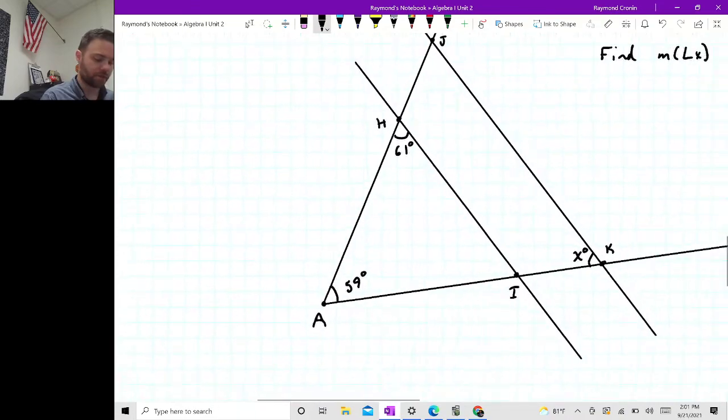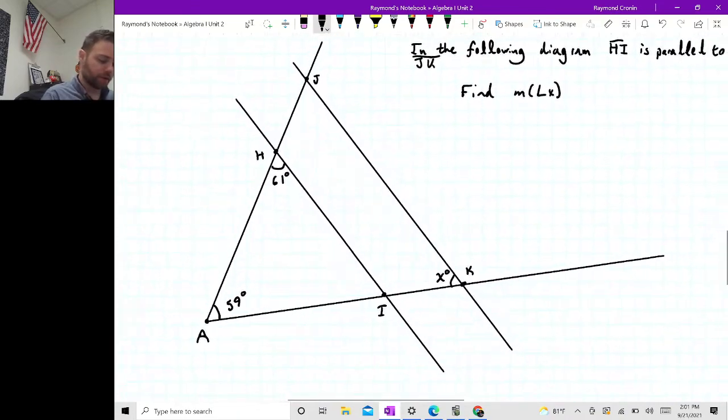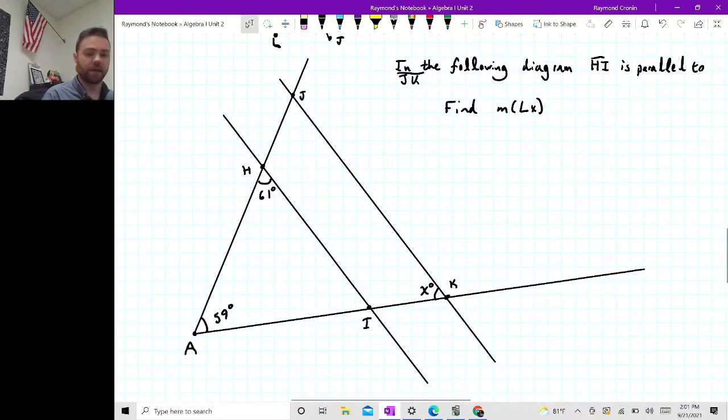So then we got a few more. Start off by telling us that HI, the segment HI, is parallel to JK. So these two things are parallel.